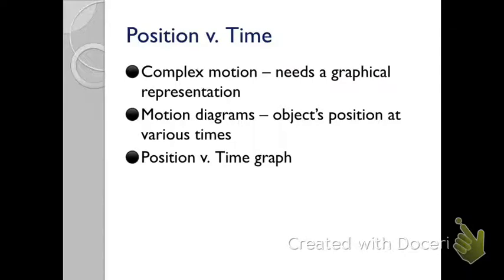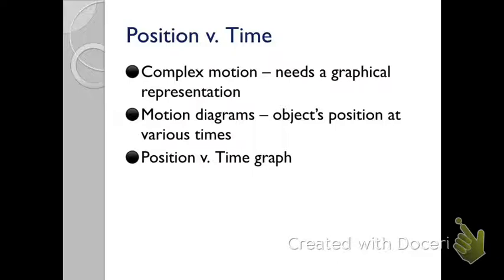But now we're going to start looking at motion that's a little bit more complex. So maybe they move forward, maybe then they move backwards, and then they speed up, then they slow down, then they do whatever. But when we talk about complex motion, it's going to be easiest for us to represent it in a graph. Okay?